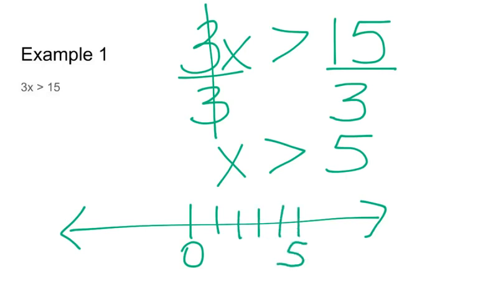Over here is 5. It can't equal 5. Notice here it cannot equal 5. It's got to be greater. So we put an open circle on the 5 and we shade it to the right. So not only do we want to solve it, we want to graph our solution.